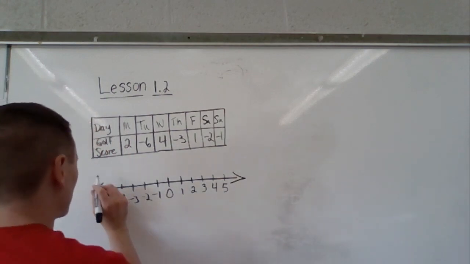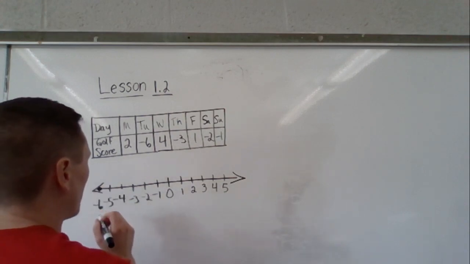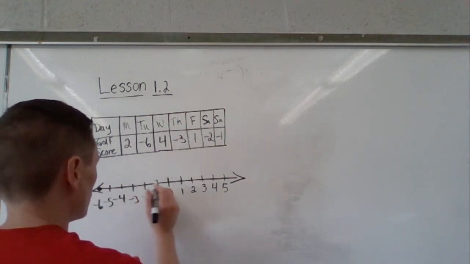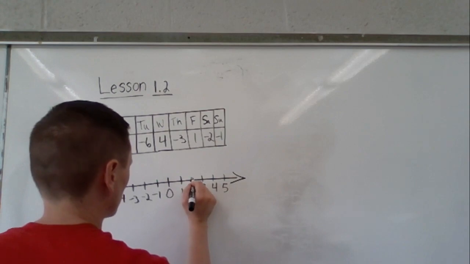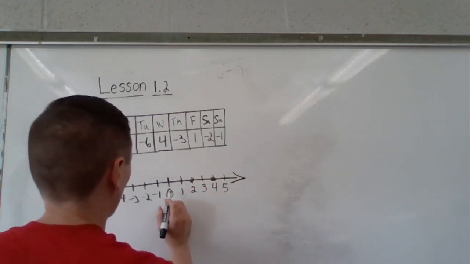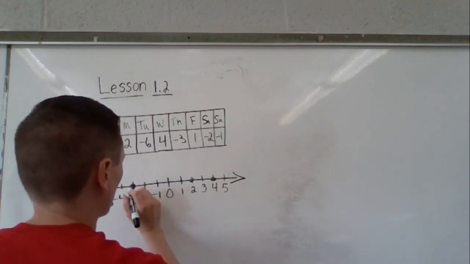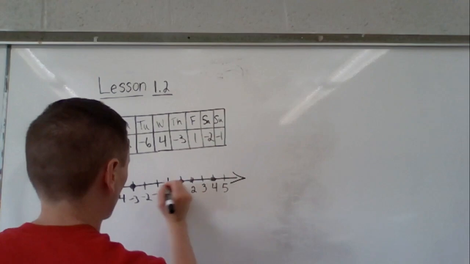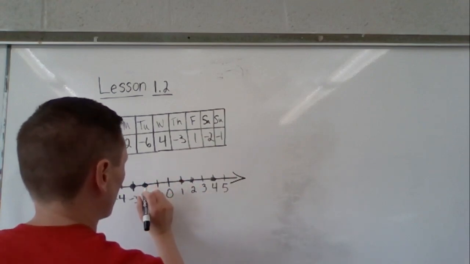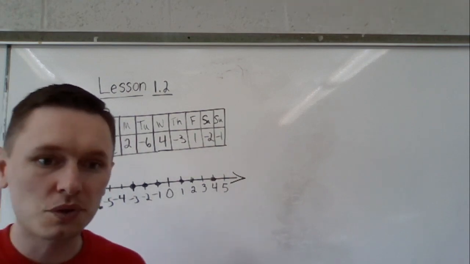All right, so let's look. We have -6, so I'm going to put that first. And then I see I have a 2 and a 4 and a -3 and a 1 and a -2 and a -1. Okay, so now I have them all on my number line like you have in your notes.